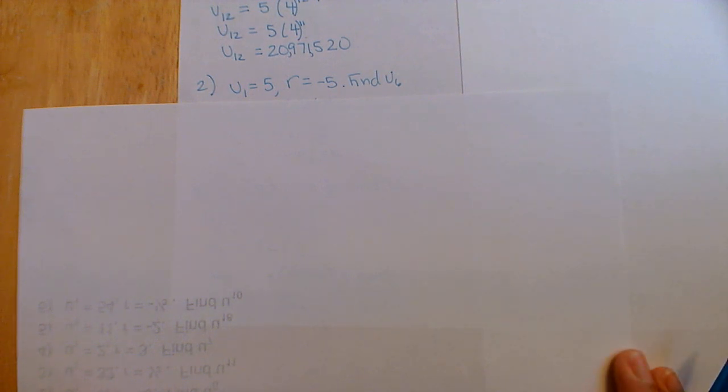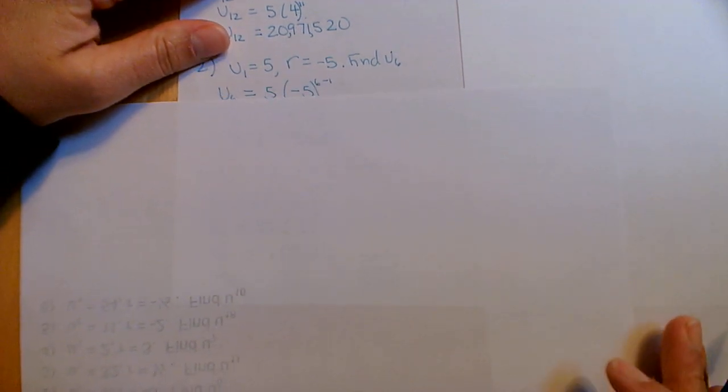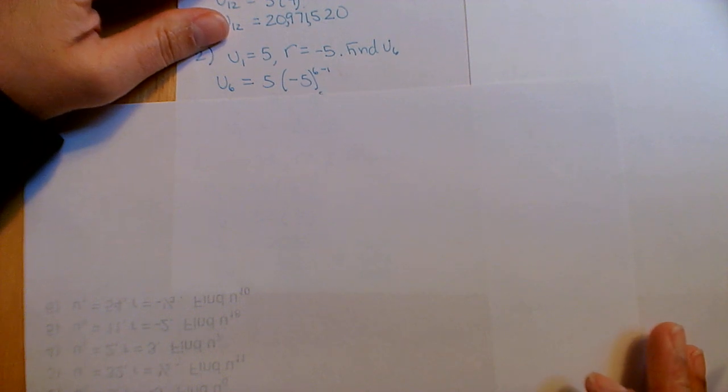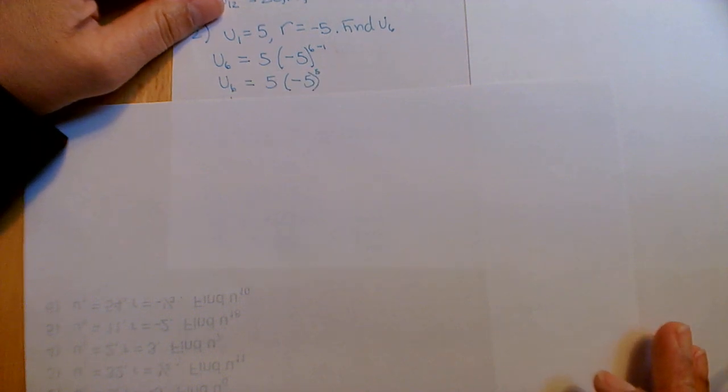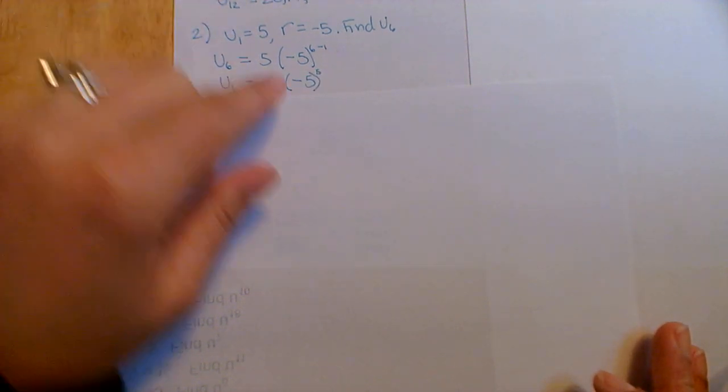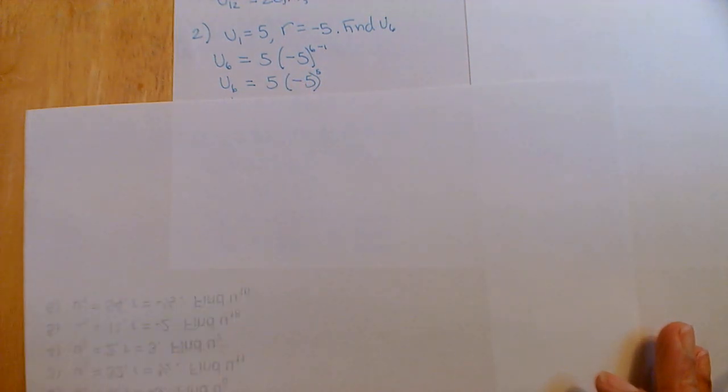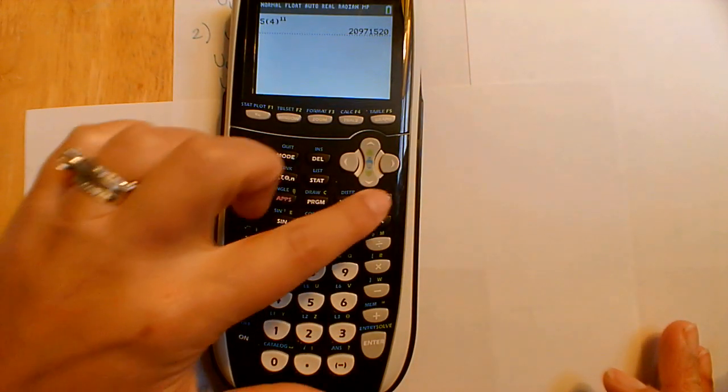So number 2, U sub 1 is 5, our R is negative 5, and we have to find U sub 6. Again, I put it into the formula. I subtracted 6 minus 1 and got 5. Please notice how I put my parentheses. This is holding the negative together.